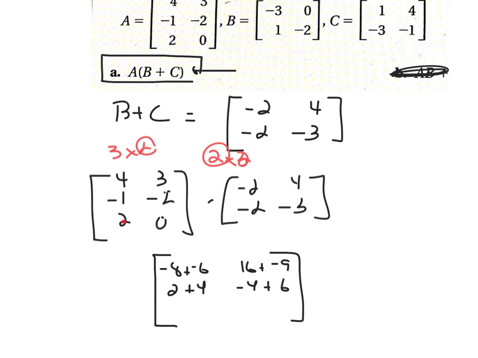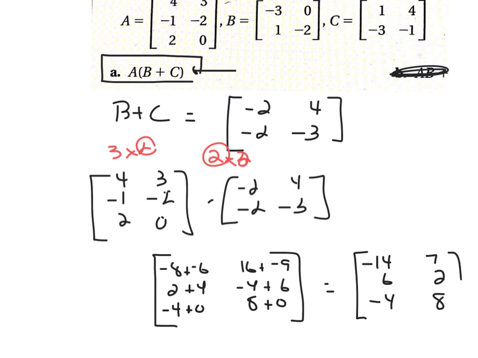Finally, last row, I'm going to do this row times this column, then this row times the last column. So 2 times -2 is -4. 0 times anything is 0. 2 times 4 is 8. 0 times anything is 0. So finally, I end up with an answer here, and it's going to be -14, 7, 6, 2, -4, 8.